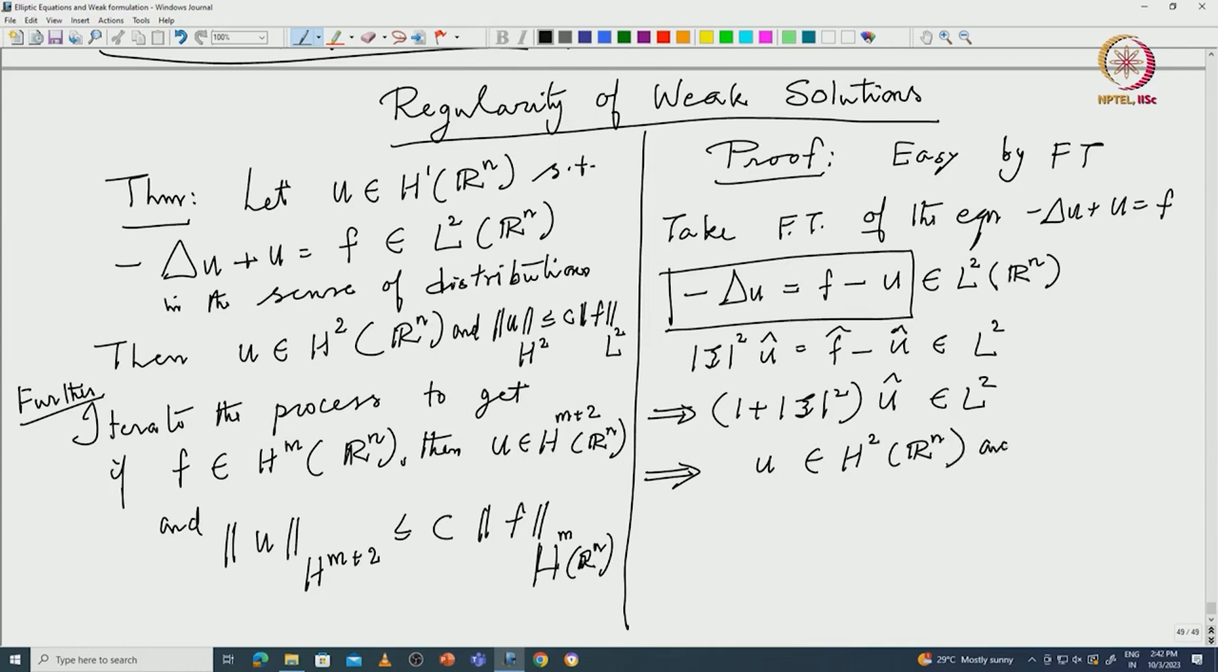And the norm of u in H2 is the same as the norm of (1 plus |psi|^2) u hat in L2, and that is less than or equal to a constant times the norm of f hat in L2, that is the same as a constant times the norm of f in L2, that is it. So the first part, now how do we iterate that process? That is what we are telling.